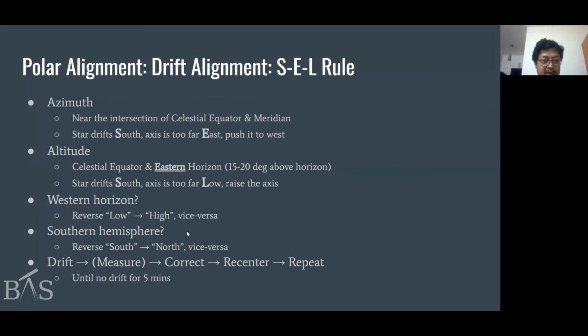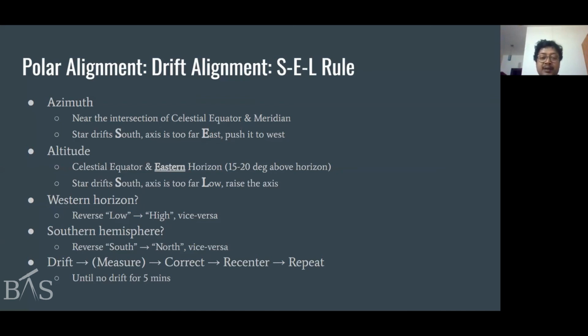If, instead of the eastern horizon, you want to use the western horizon for some reason, for example the eastern horizon is cloudy, it's evening, there's cloud, etc., you need to reverse low and high in this description. If you're in the southern hemisphere, you need to reverse north and south in this description.